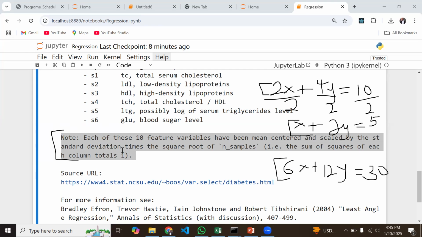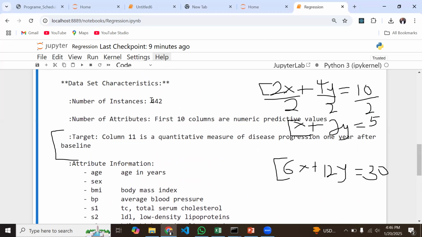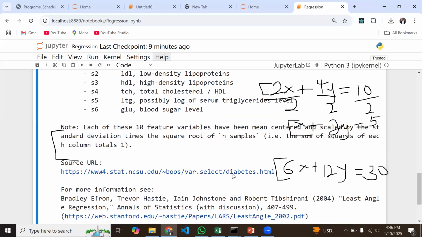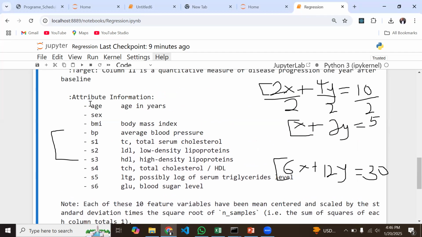Now, what we have over here with our data, and it's good that this information is being put out over here, is that you should note that each of the 10 feature variables have been mean-centered and scaled by the standard deviation times the root of the number of samples. The number of samples, from what we see over here, is 442. The first attribute in the data is age.